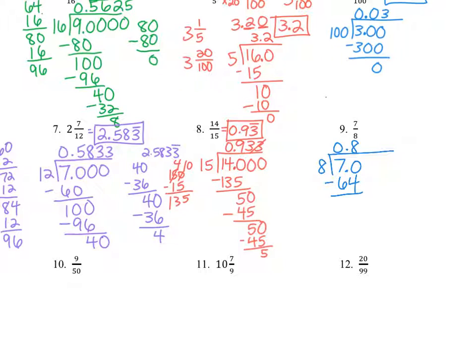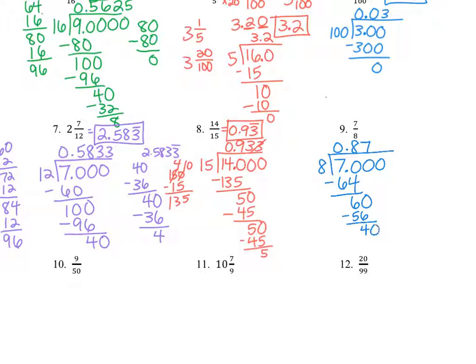So that gets us up to 64, and we're left over with 6. So bring down another 0. We just said 8 times 8 is 64, so we can't get in 8 times. We can get it in there 7 times. So 8 times 7 is 56. And we're left over with 4.